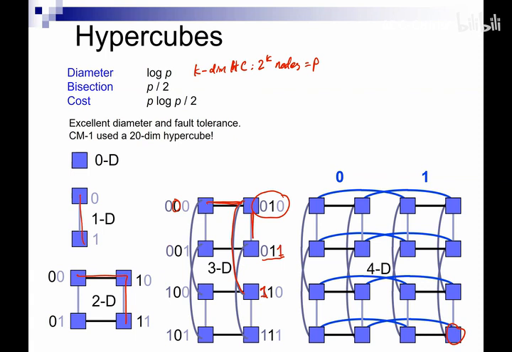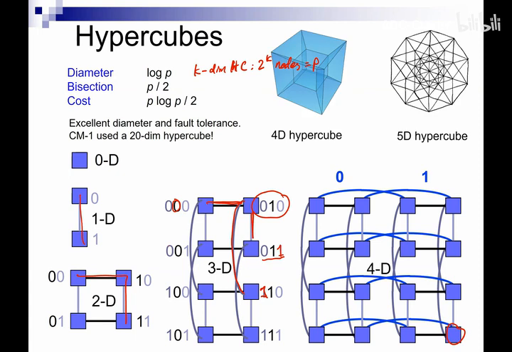So hypercubes have very good diameter and also very good fault tolerance and bisection width. And it's actually possible to construct very high dimensional hypercubes. For example, this Cray CM1 computer had a connection network actually based on a 20-dimensional hypercube, which is quite remarkable. It's very hard to visualize a 20-dimensional hypercube, but you can make some nice pictures for the 4-dimensional or 5-dimensional hypercubes. They look something like this.